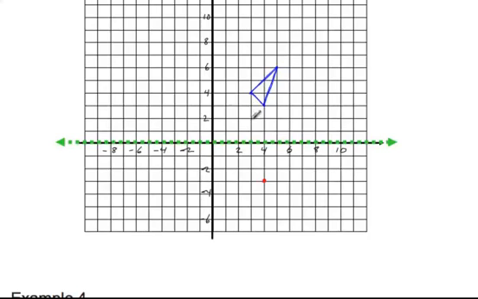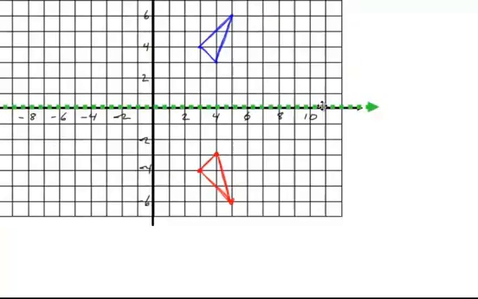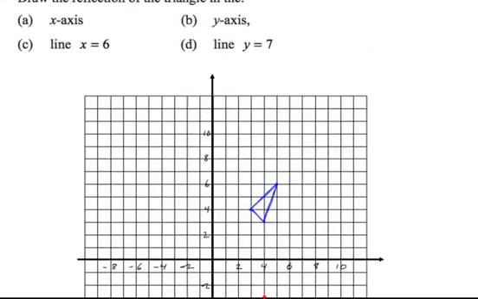This point here is 1, 2, 3, 4 away, so we'll end up 1, 2, 3, 4 over here. This one is 1, 2, 3, 4, 5, 6 away, and it will end up 1, 2, 3, 4, 5, 6 away over here. And then of course we can join these points to make the reflected triangle. And that's using this mirror line right here, which I'm going to now delete.